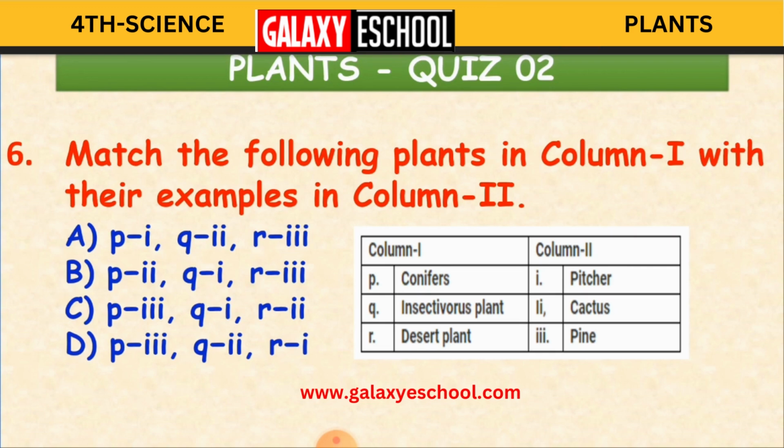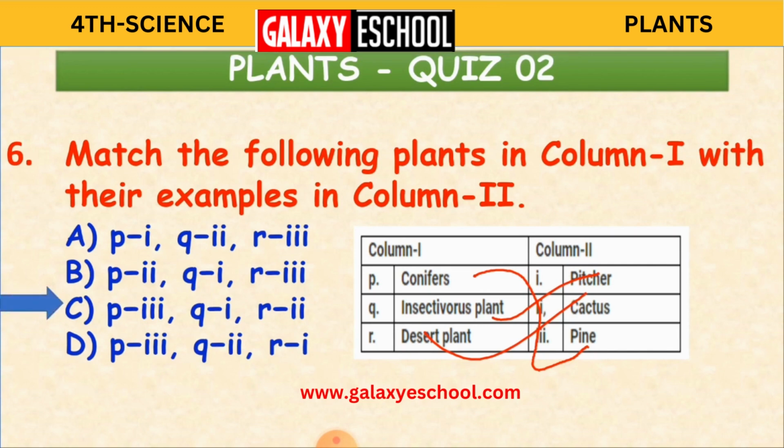Now, conifers, children. For example, conifer, which plant? Pine. Insectivorous plant? Pitcher. Desert plant? Cactus. That is why P3, Q1 and R2 will be our answer. Yes or no? Yes. So P3, Q1 and R2.